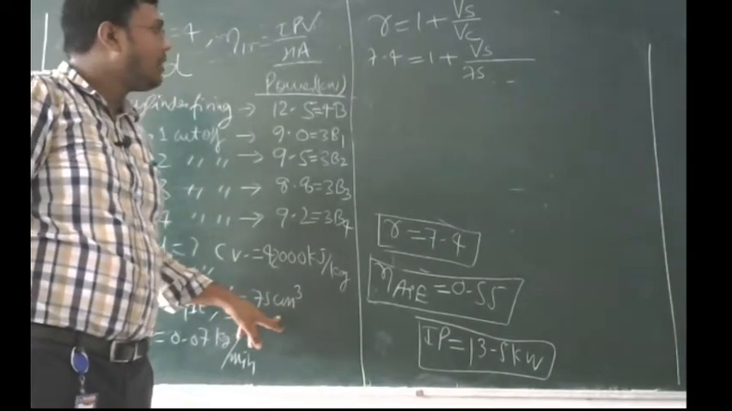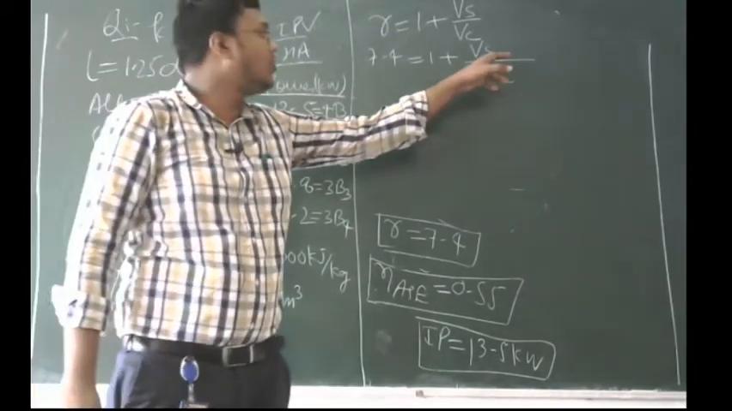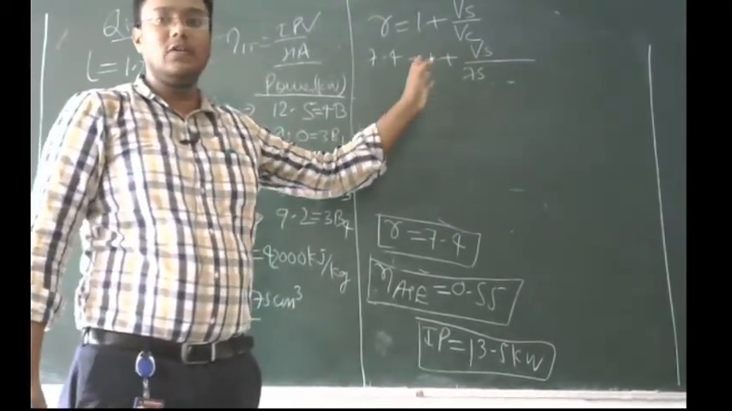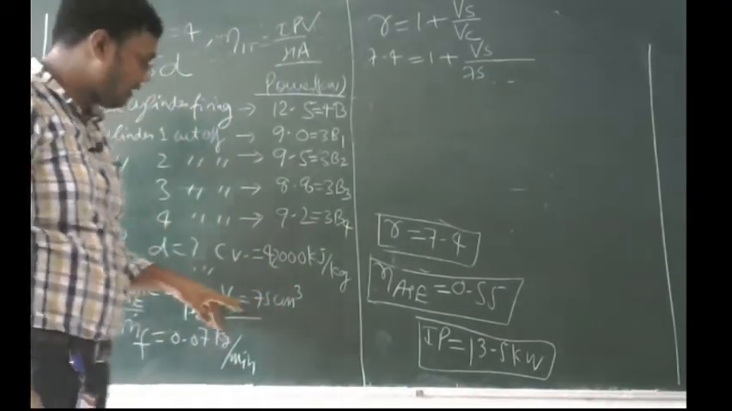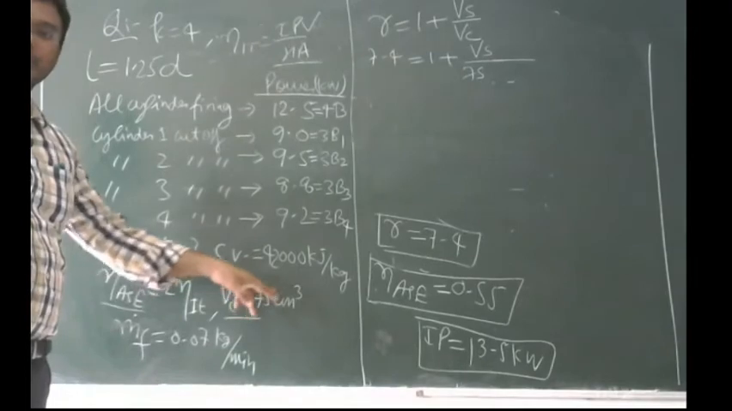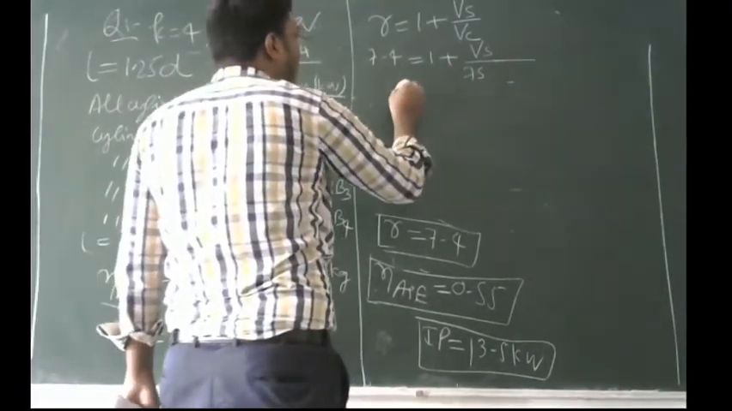Do not convert this centimeter cube into meter cube. Keep it the same. If we put Vc in centimeter cube, then we get the value of Vs also in centimeter cube, and we get the stroke length and diameter L and D in centimeter. So we need not convert this value into another form. Keep this in centimeter cube. Now if we solve this, we get the value of Vs.